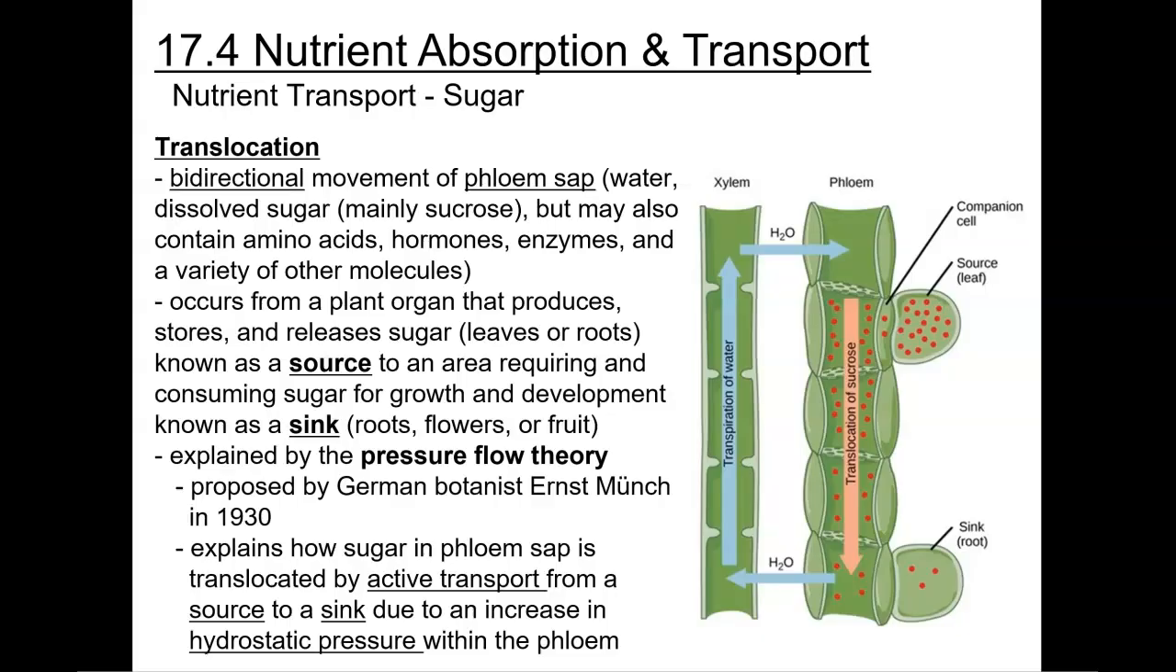This is explained by what's known as the pressure flow theory. It was proposed by a German botanist, Ernst Münch, in 1930. This explains how sugar in phloem sap is translocated by active transport from a source to a sink due to an increase in hydrostatic pressure within the phloem.